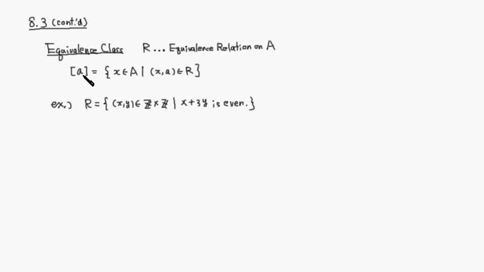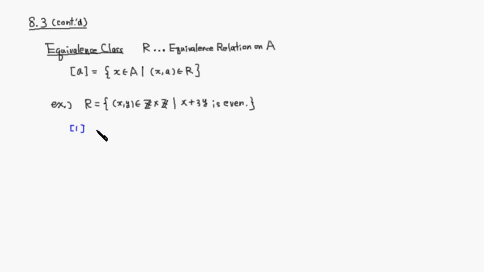We use this square bracket representation: the equivalence class of the element a is equal to the collection of elements x such that that element is related to a by this relation R. So let's look at an example. Let's say we have an equivalence relation: x is related to y if x plus 3y is even. We actually verified that this is an equivalence relation in a previous video, so we know that this is an equivalence relation. So let's look at the equivalence class represented by 1, for example.